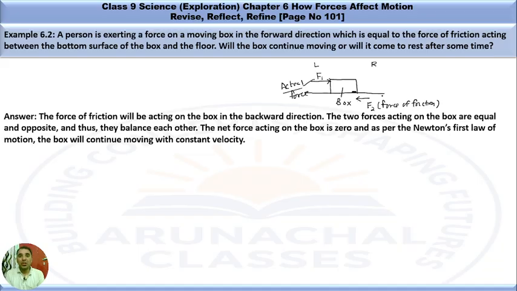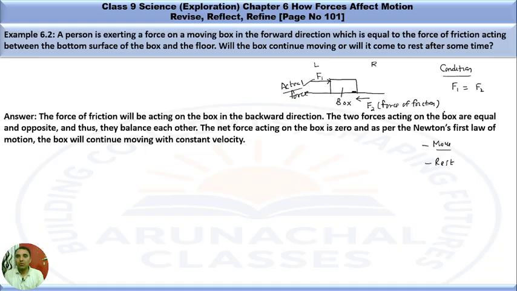Now they are saying that this force is equal. The condition given in this question is that F1, that is the actual force, is equal to the force of friction. Now they are asking whether the box will move or will be at rest. Will the box move, or will the box be at rest? So we have to tell about it.